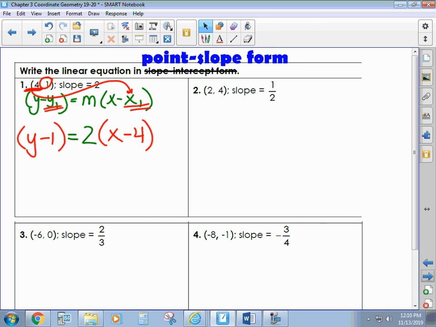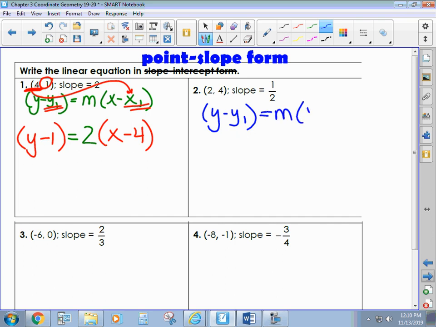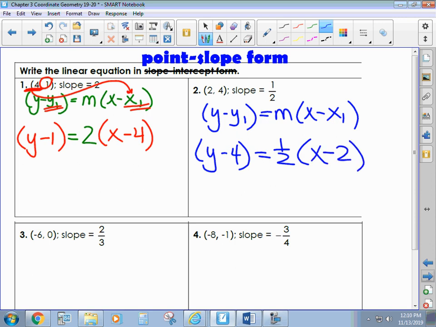All right, let's look at number 2. Again, y minus y1 equals m times x minus x1. Y minus 4 equals 1 half times x minus 2. Done. I want to make sure I was doing it right. Done.